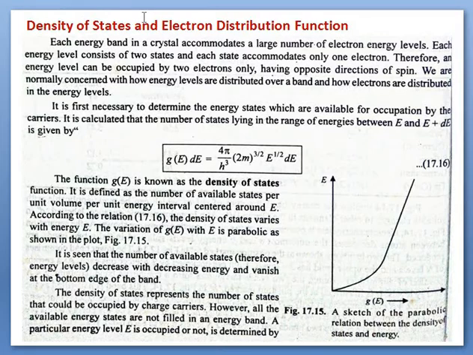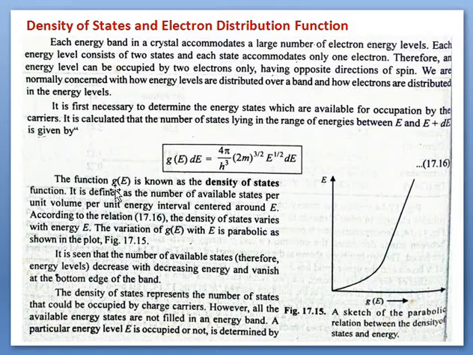Let us see. The number of energy states per unit volume, per unit energy range, is called density of states. That is expressed by G. So the number of energy states per unit volume, per unit energy, is called density of states. That is expressed by 4π/h³ (2m)^(3/2) E^(1/2).